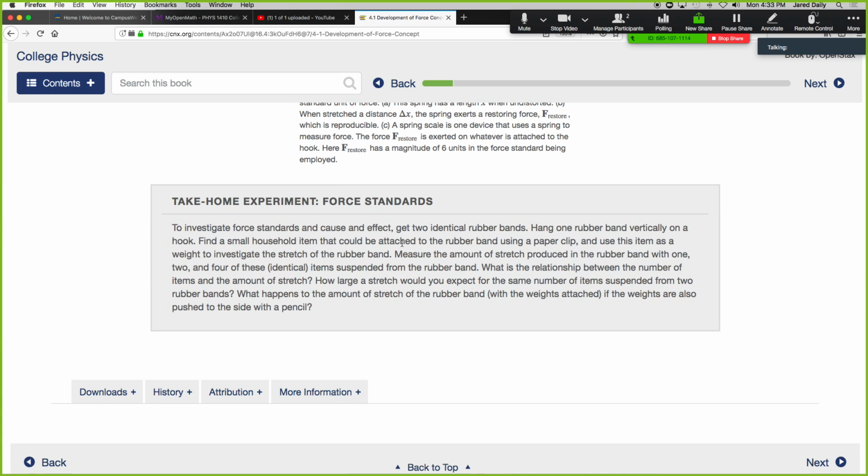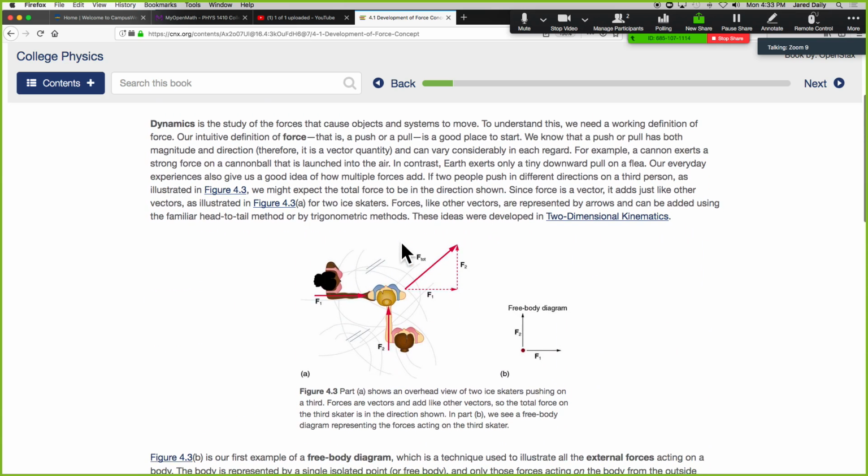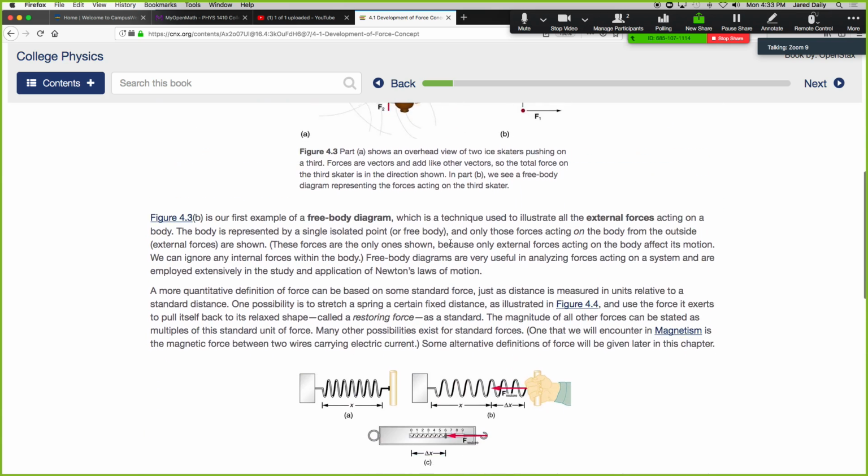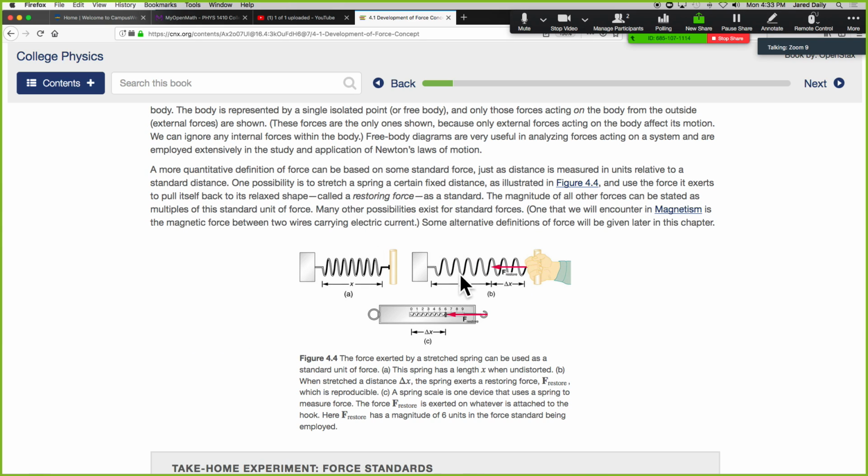Can anybody think of any other common forces that are pushes or pulls that aren't mentioned here? Like this is just people pushing on each other. This is somebody pulling on a spring. Can you think of any other forces you've experienced or that you know of in your life? There's an obvious one that we've already talked about a little bit. You feel it every day, every moment.